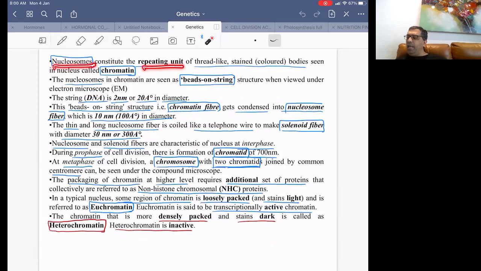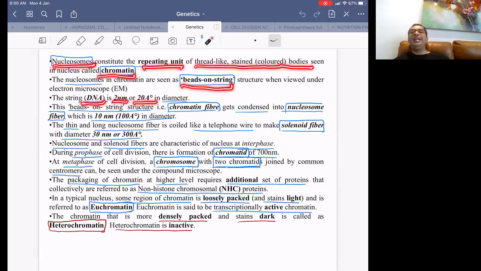are repeating units of thread stain colored bodies called chromatin, which is called the beads on a string appearance. The string or the DNA is 2 nanometer or 20 angstroms. The DNA by itself is 2 nanometer or 20 angstroms. And 20 angstrom, that we had done. What is the diameter of DNA?